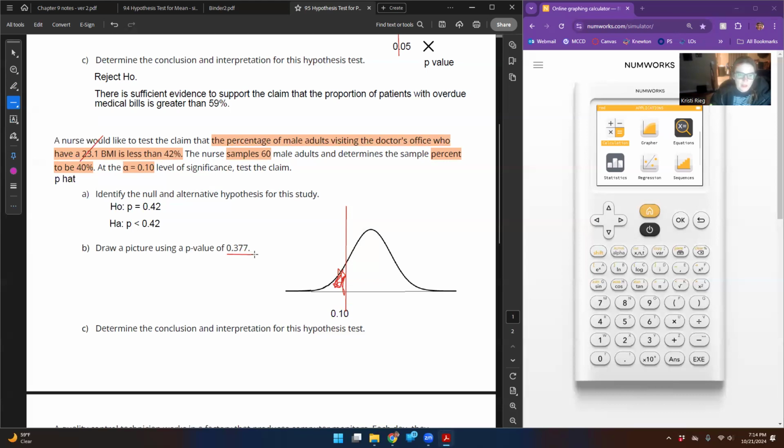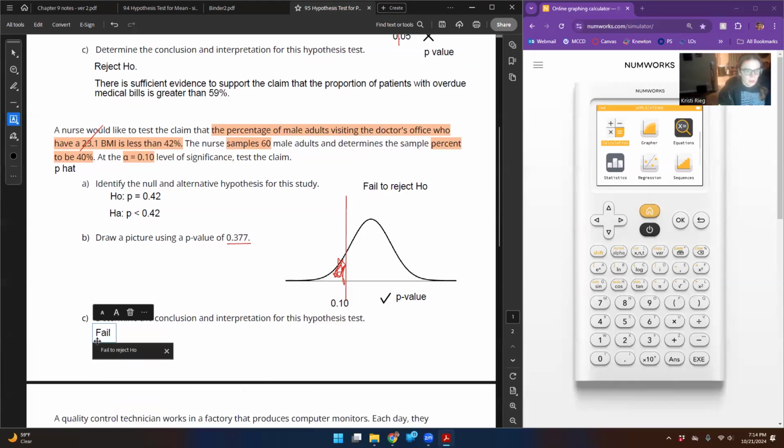Since the P value is greater than alpha, then we are over here. Somewhere over here is our P value. Which means we will fail to reject the null. Okay, so down here we say fail to reject the null.